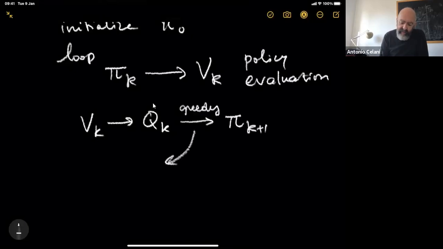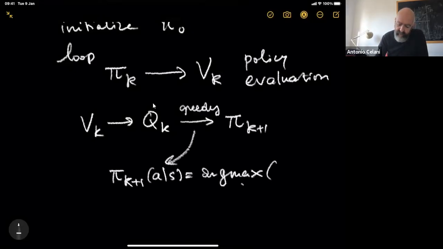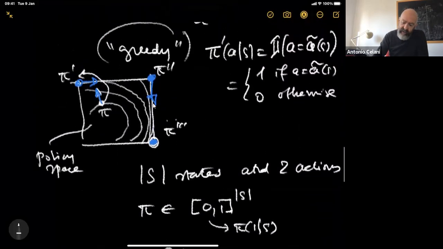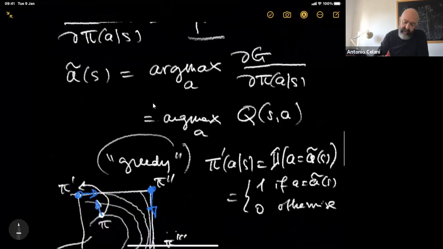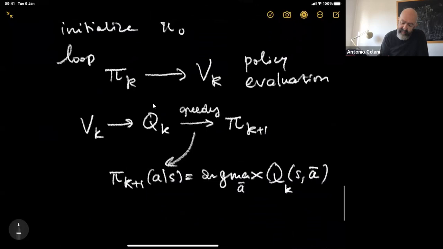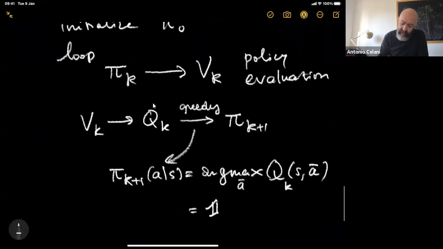What does this arrow mean? Well, in practice, this means that your pi k plus one of a given s is just the arg max over actions a bar of q k of a bar. Okay, so this is what I just wrote above here, exactly this notion. So it's your a tilde, which is taken from q k of s.